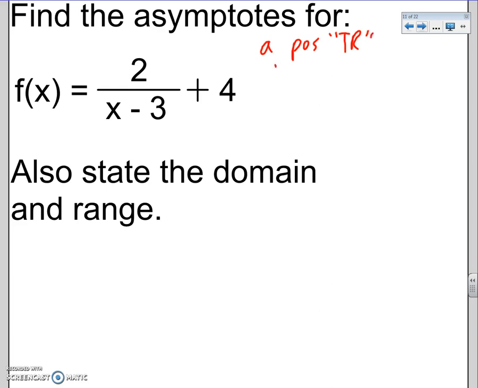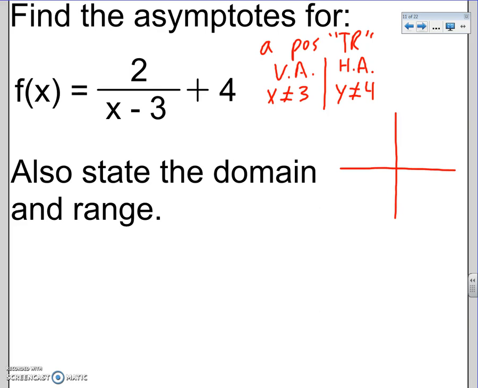Let's see, my VA, x cannot be positive 3. And then my HA, y can't be positive 4. And there's no canceling out, so there are no holes. I could draw the picture from that. So always draw your VA and HA first. X can't be 3, so I'm going to go to 3 on the right side, draw a vertical line. Let's call that 3. Y can't be 4, go 4 on the y-axis, draw a horizontal, a sideways line.